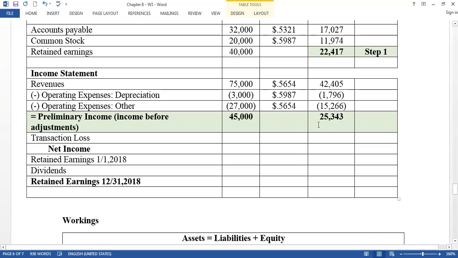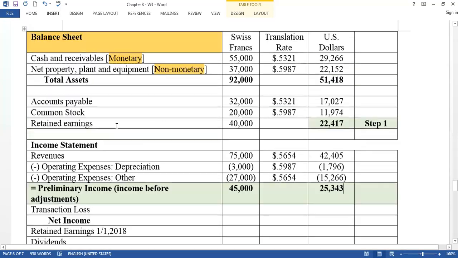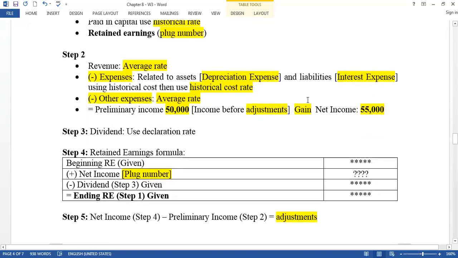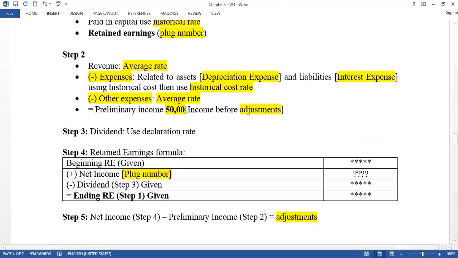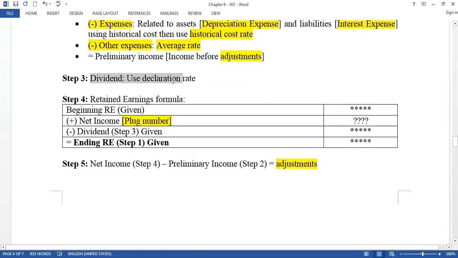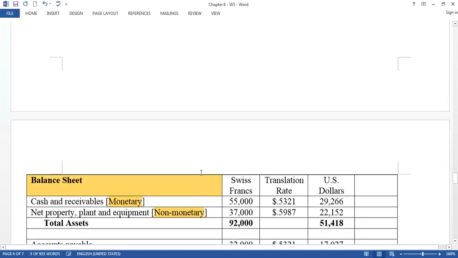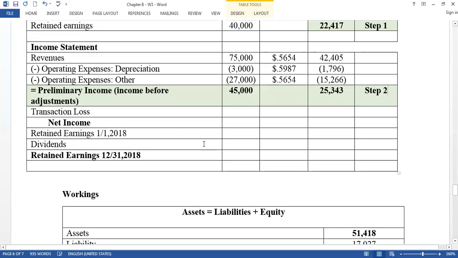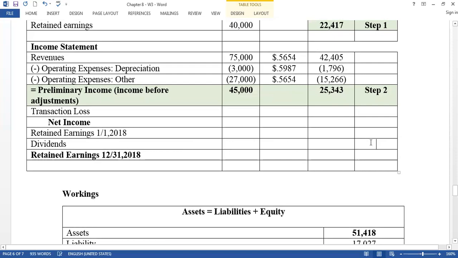Yes. So this is the preliminary income, right? So step three, look at here. Sorry, step two. Step two, we already calculate our preliminary income. Step two done. We calculate preliminary income, and step three, we convert dividend, right? Yes. So this is step two. What is the dividend? This is step three.